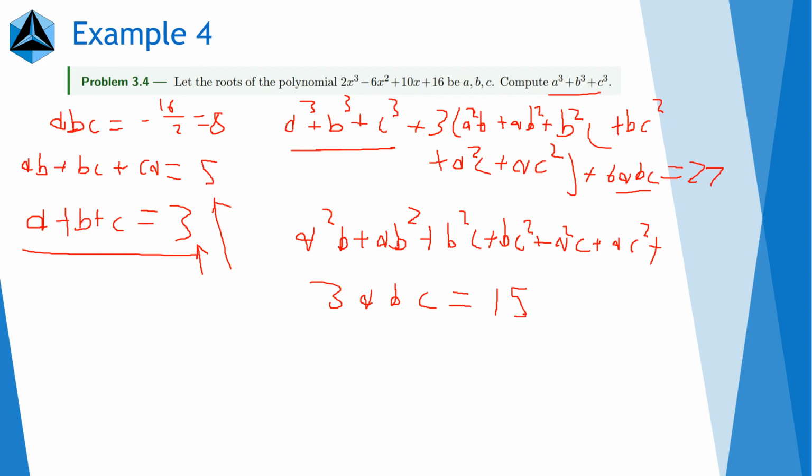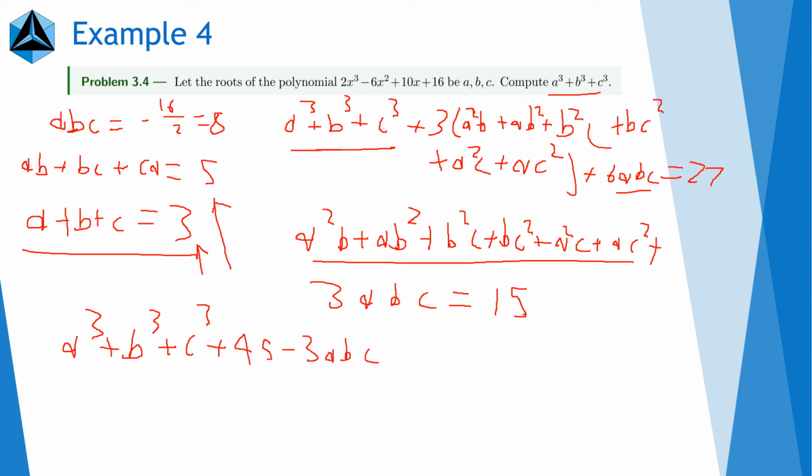Yep. So that means we can rearrange this to get that this whole thing here is equal to 15 minus 3ABC. So we're almost done here. Let's put this together. We can substitute this horrific thing into the first equation to get that A cubed plus B cubed plus C cubed plus 45 minus 3ABC is equal to 27.